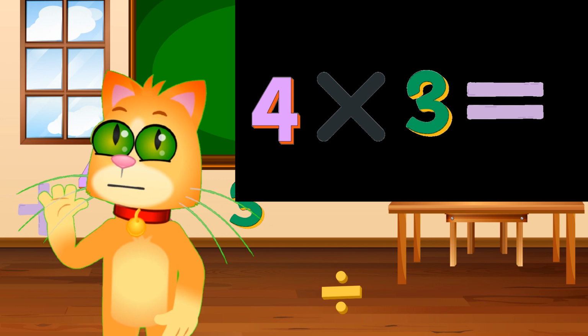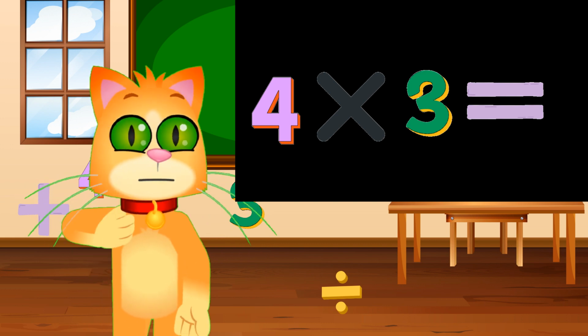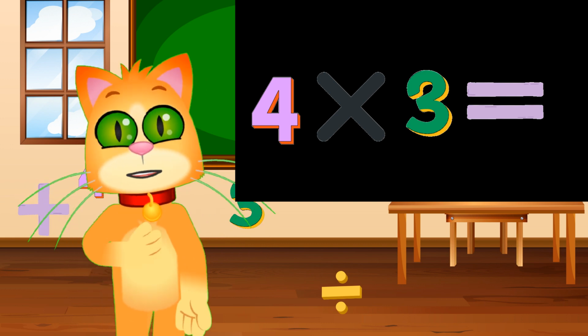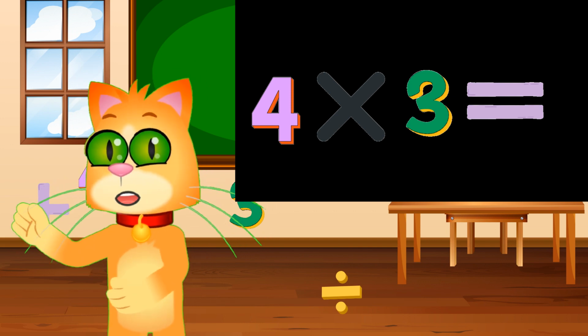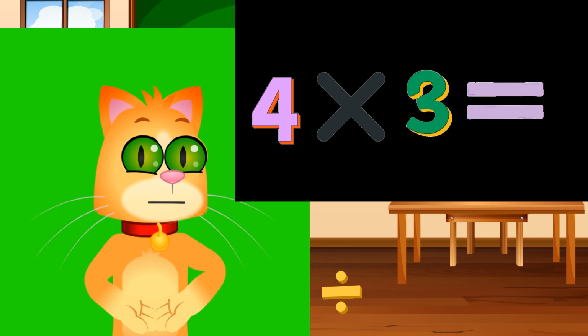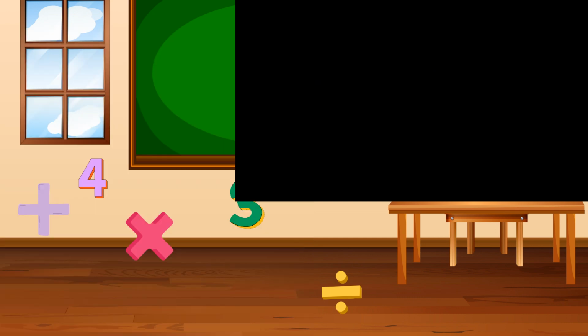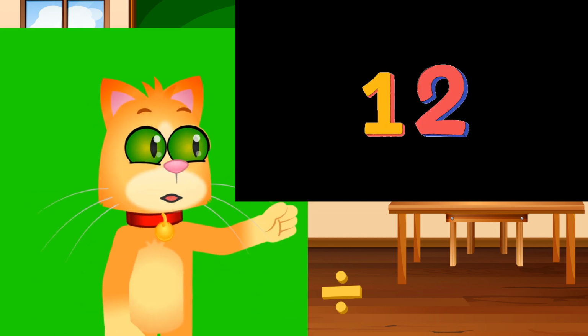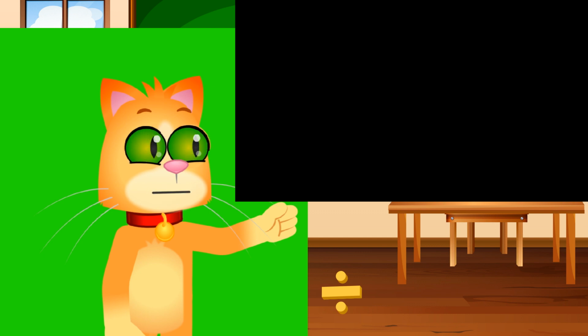Next up, multiplication. Imagine you have 4 boxes, and each box contains 3 toys. How many toys do you have in total? Let's multiply. You have 12 toys in total. Multiplication helps us figure out how many items we have when we have groups of the same size.